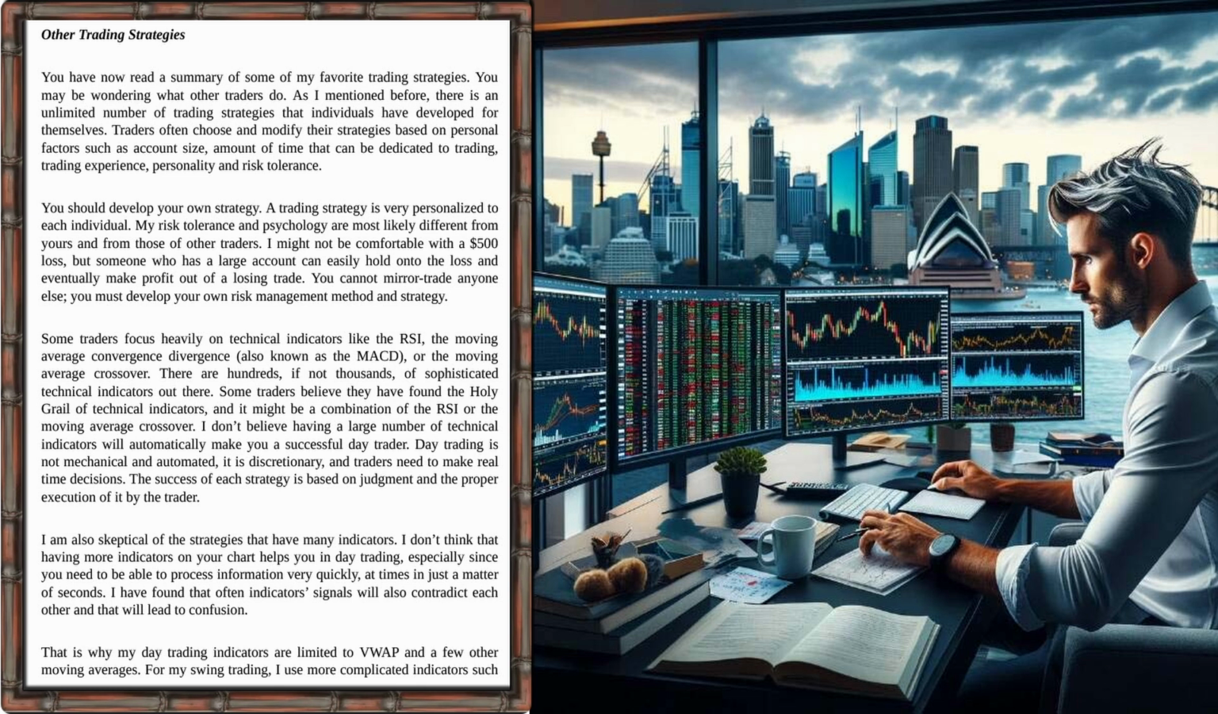The success of each strategy is based on judgment and the proper execution of it by the trader. I am also skeptical of the strategies that have many indicators. I don't think that having more indicators on your chart helps you in day trading, especially since you need to be able to process information very quickly, at times in just a matter of seconds.